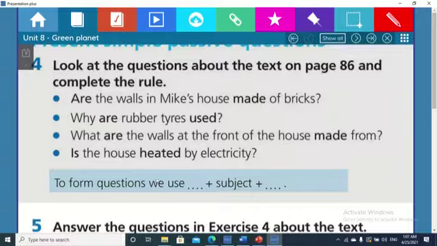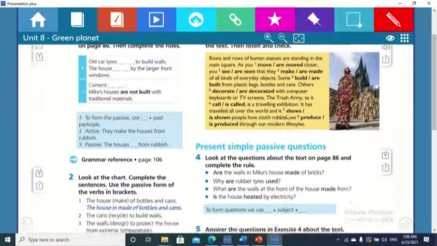So to form a question, we use be, means is, are, and this is in present, then the subject, and then past participle. Here is, are, and is. Of course, if it's a yes/no question, we start with is, are, or am. If it's a WH question, we start with WH, then the helping verb, then we have the subject, and then we have past participle: made, used, made, heated. So here we need to do more practice.